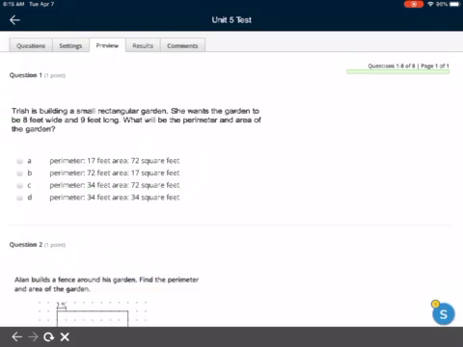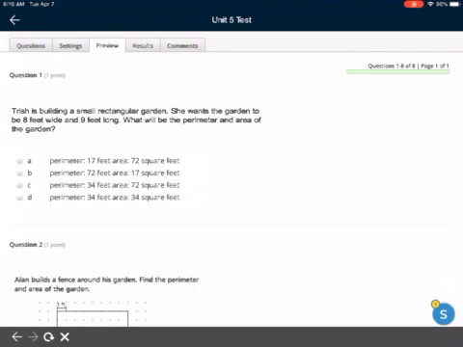Well, is it A, the perimeter is 17 feet and the area is 72 feet? Is it B, the perimeter is 72 feet and the area is 17 square feet? Is it C, the perimeter is 34 feet, the area is 72 square feet? D, the perimeter is 34 feet and the area is 34 square feet.